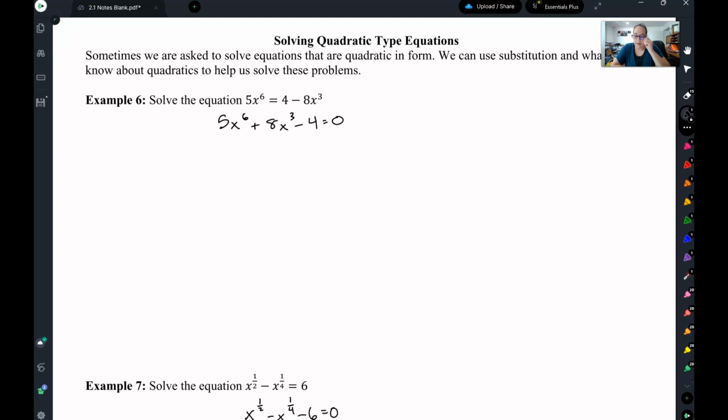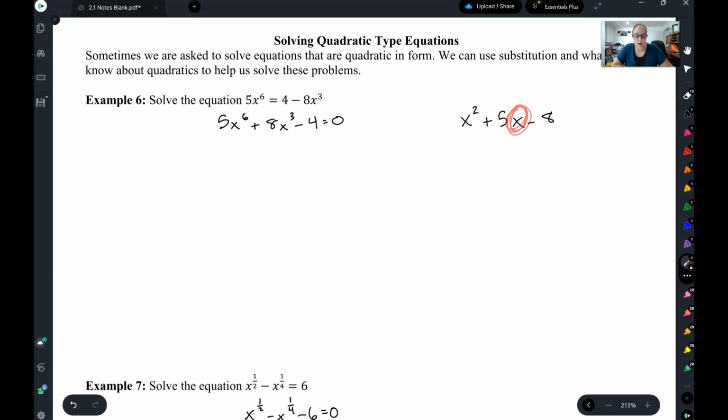Last video, let's solve quadratic type equations. Now let's talk about what we mean by that first. If we look at a quadratic equation, usually it's something like x squared plus 5x minus 8. You may have noticed that our first term is always double the middle term.